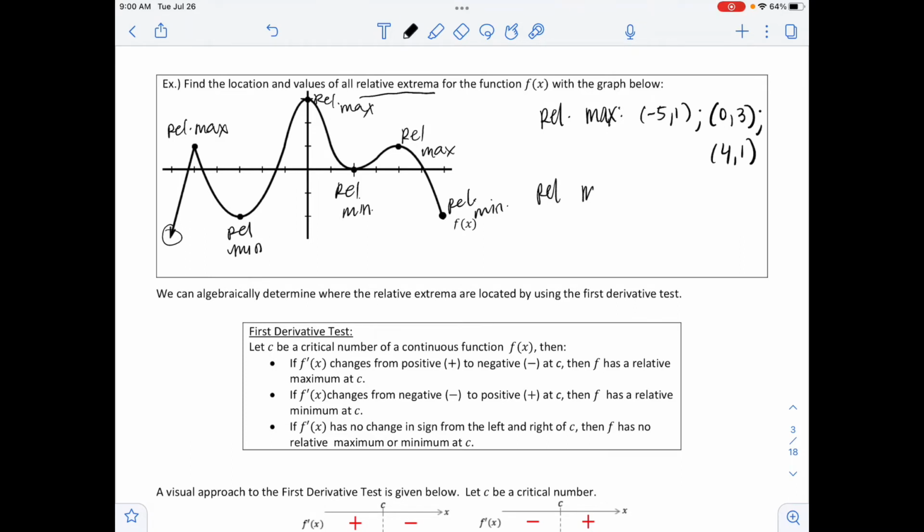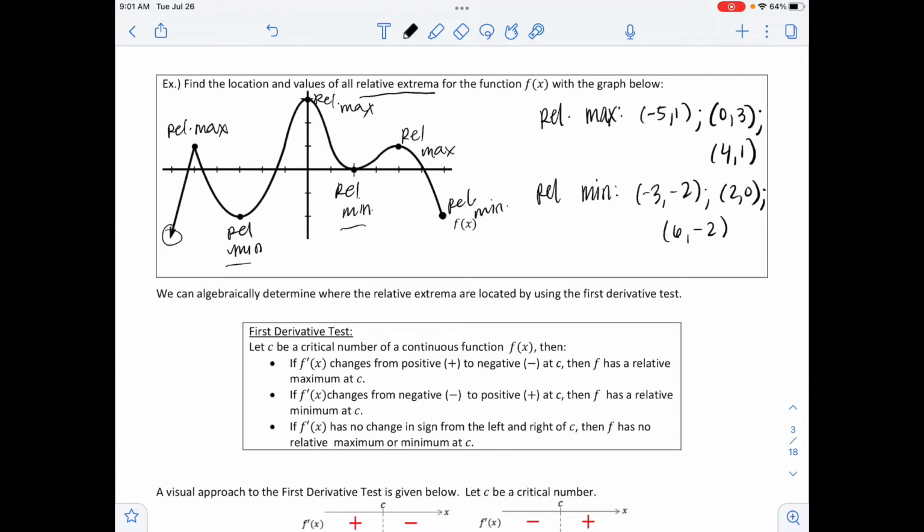And then we have a relative min. And our relative min, the first one that we have over here on the left, is occurring at (-3, -2). Our next relative min is at (2, 0). And then the next relative min that we have is that endpoint, which is at (6, -2). And so these are the locations of those relative extrema that we have.